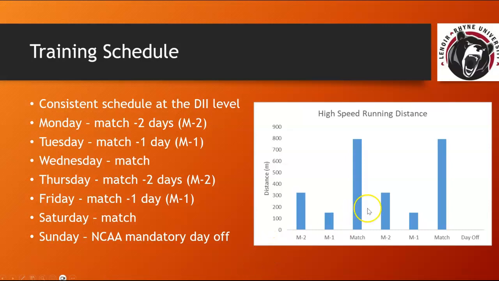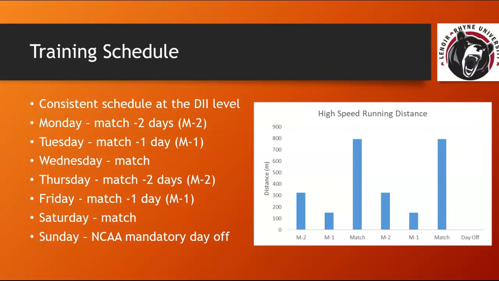Now we can see here, this is an illustration of the distance in meters for high-speed running, when it came to a weekly breakdown of where we spent our energy when it came to high-speed running. So this is an illustration of how our weeks were laid out with respect to high-speed running.